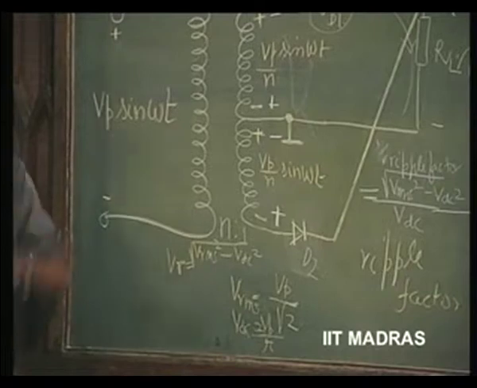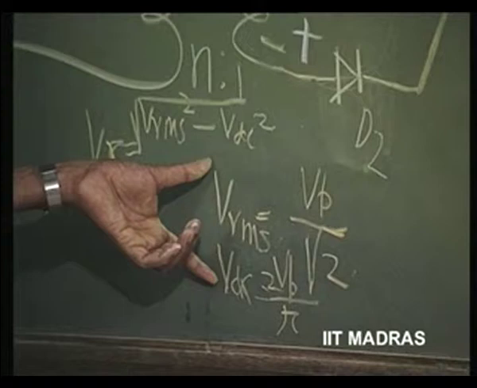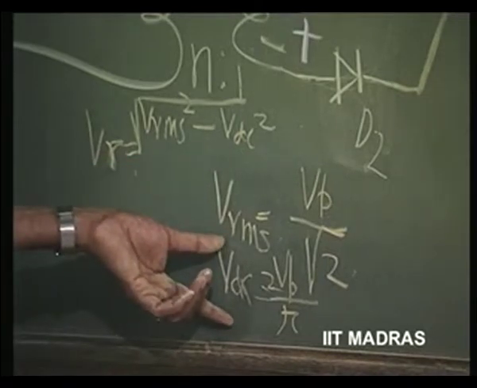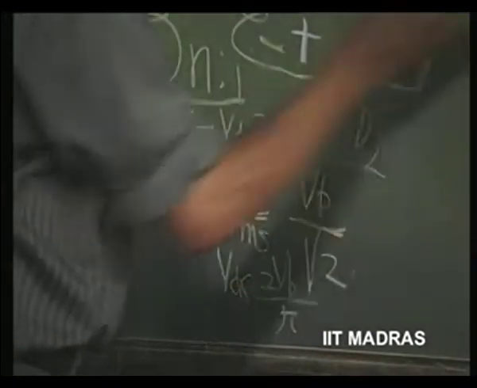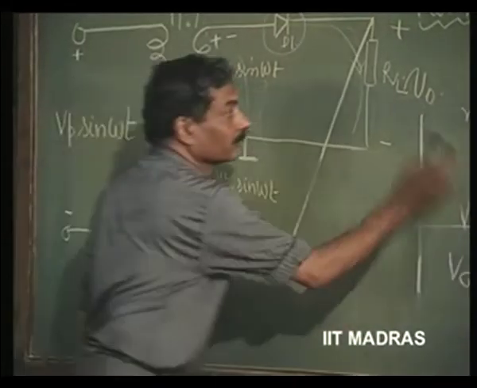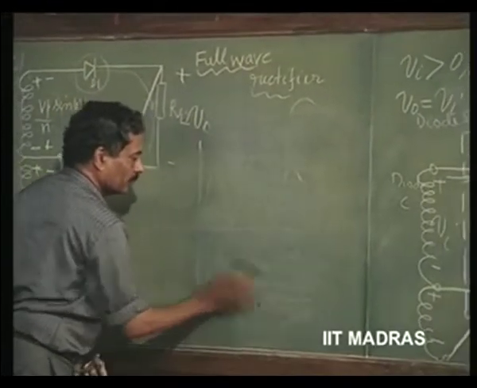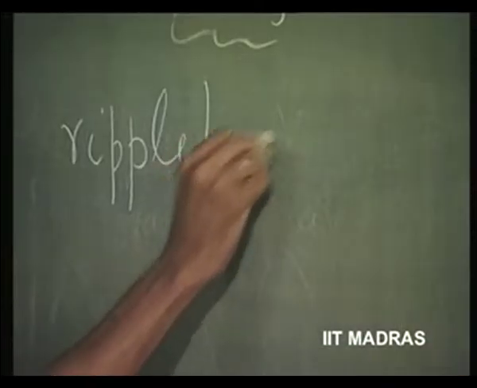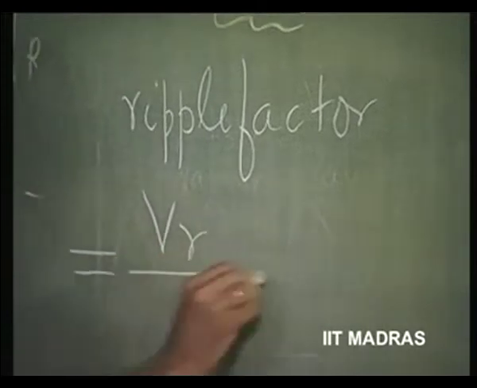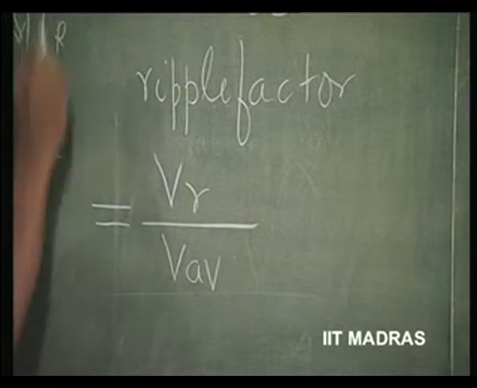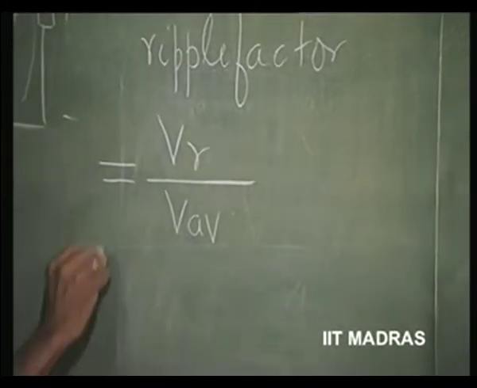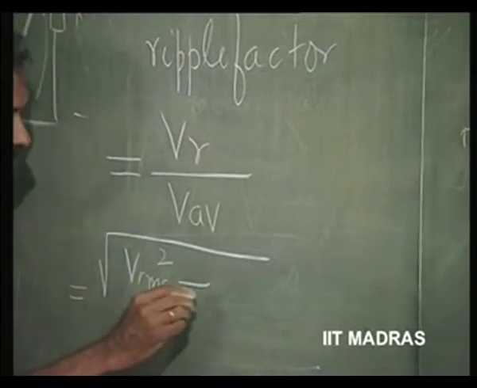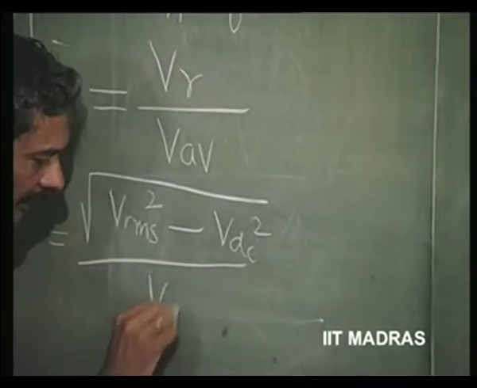For the half wave rectified waveform, Vrms is going to be Vp divided by 2 and V average is going to be Vp divided by pi. So, we will now rewrite all these things clearly, so that we can understand the definitions involved in the rectifier. Ripple factor is defined as V RMS ripple divided by V average. In the case of a full wave rectifier, V ripple is going to be the square root of Vrms squared minus Vdc squared, divided by Vdc squared.